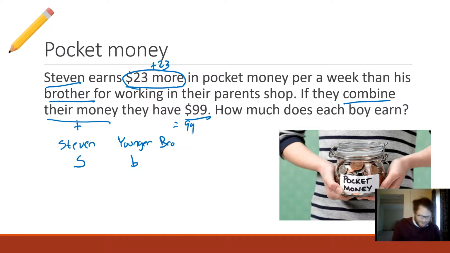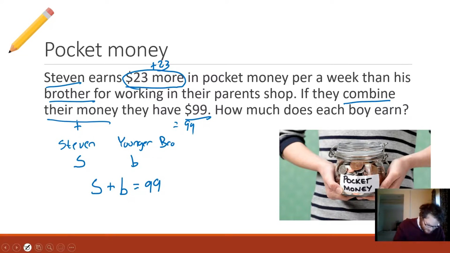I'm going to say S, the amount of money that Stephen earns, plus the amount of money that the younger brother earns. If you combine the amount of money they have, that will equal 99. And that's sometimes a great place to start. It's a simple formula that we can build upon. Now that we know this, what else can we do?